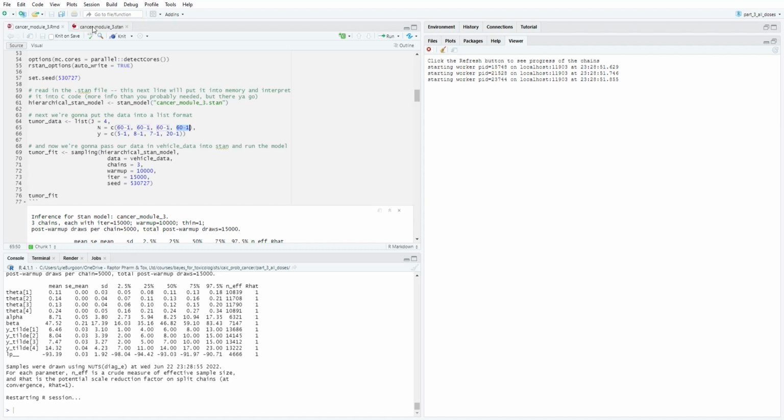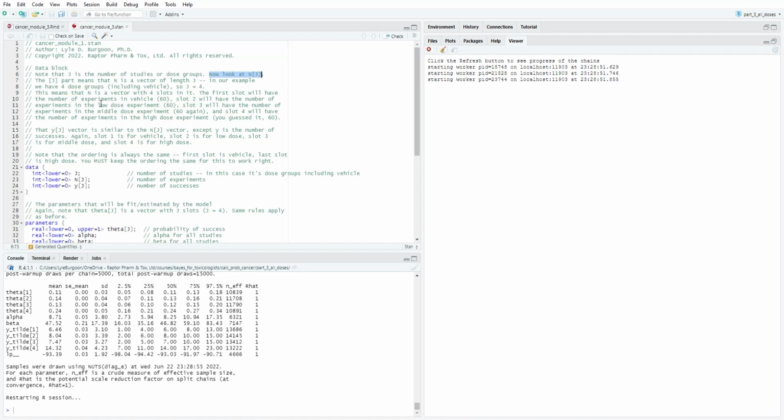You could be evil if you wanted and change it and say, this will be vehicle, this will be high, this will be low, this will be medium. But don't do that because one, it's confusing, and two, it's just plain evil. Don't do that. That's just mean. Again, I explained that you've got to keep them in the same order throughout whenever we do things. So for YJ, it has to be in the same order as for NJ.